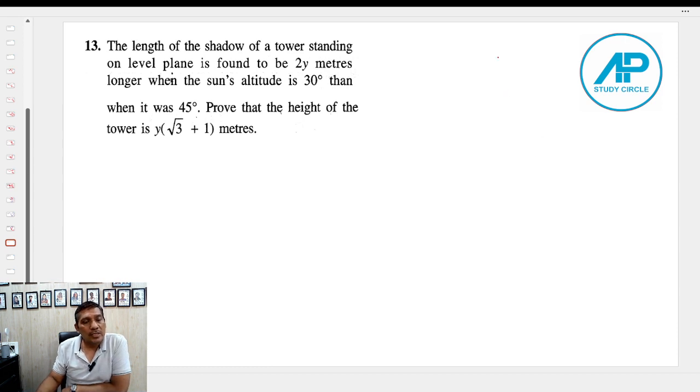The length of the shadow of a tower standing on level ground is found to be 2y meters longer when the sun's altitude is 30 degrees than when it was 45. The length of the shadow of a tower, so shadow is always the base. I should make the diagram once again.